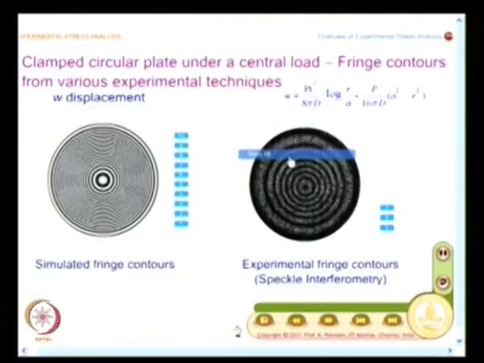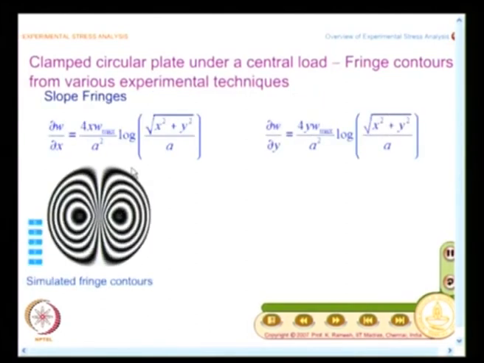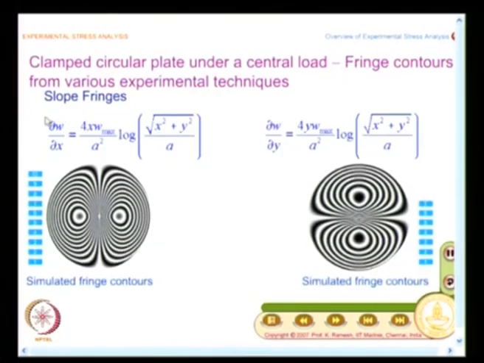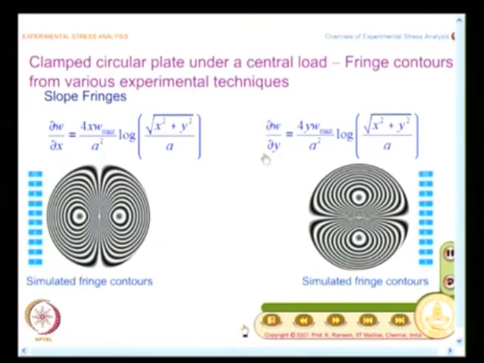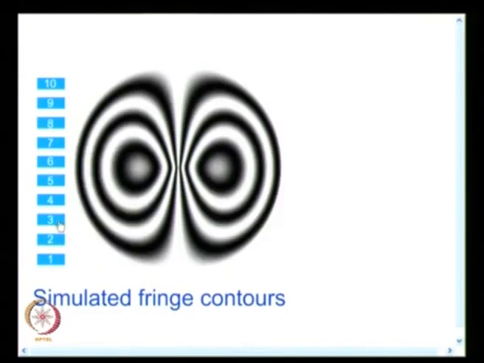Suppose I want to see how the slope pattern looks like. Slope fringes are like this. You have the expression here, the expression of slope in the direction x and slope in the direction y, and this is how the fringe patterns look. When I increase the load, you could say, people also call these butterfly fringes; they look like the wings of a butterfly, and they call them butterfly fringes.